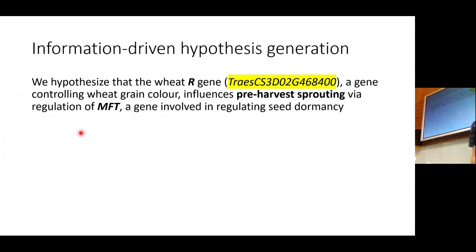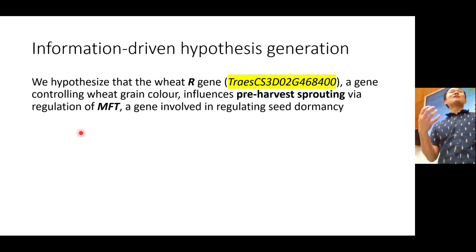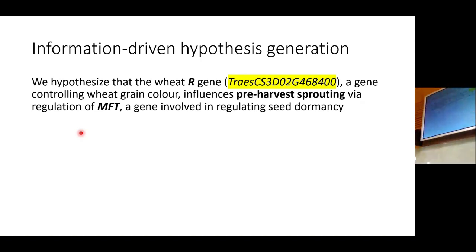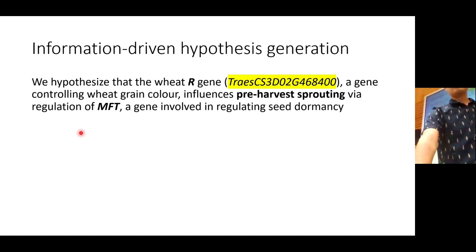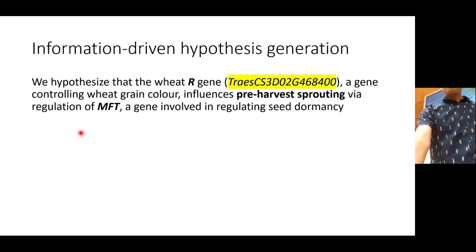So based on the information we got, we can already come up with a very strong hypothesis that we can test via further experiments. For example, we can hypothesize that the R gene, which we know controls wheat grain color, can potentially influence pre-harvest sprouting by regulating the expression level of MFT, which we also know is involved in regulating seed dormancy.